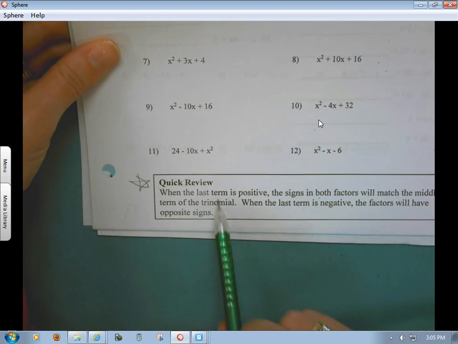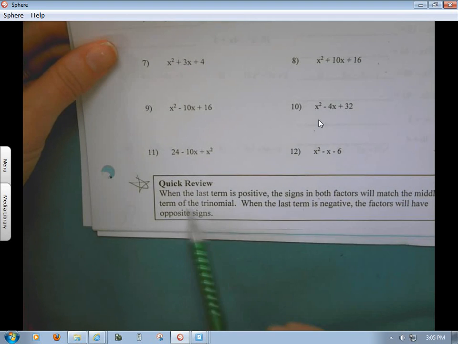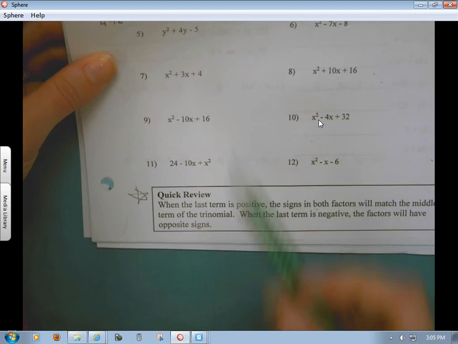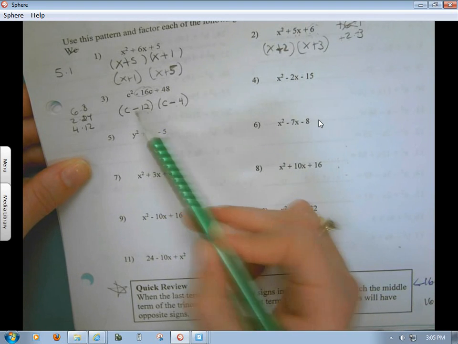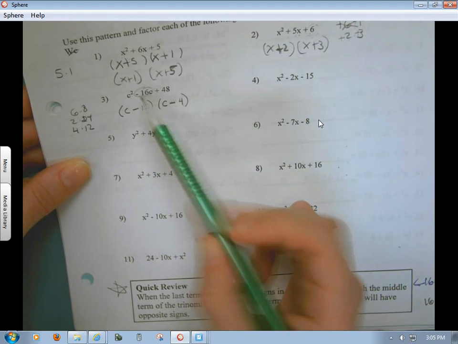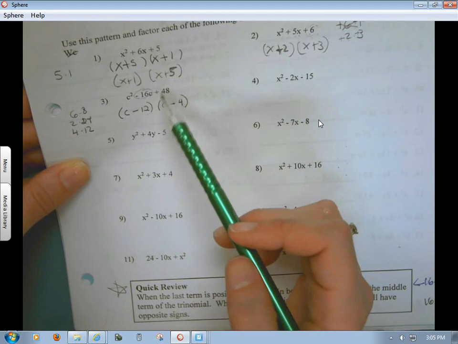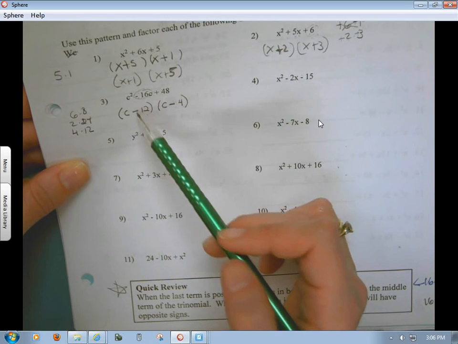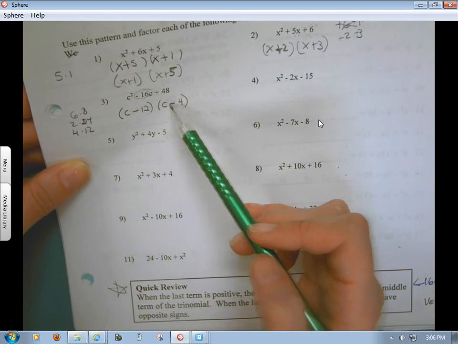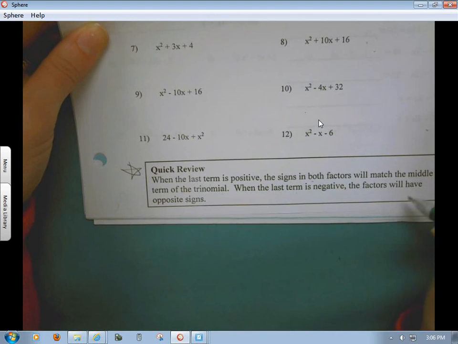When the last term is positive, the signs in both factors will match the middle term of the trinomial. So, I was positive here, so these should both be negative. I was positive here, so these should both be positive. So when you're positive in the back, the sign of your middle term matches the sign in each.